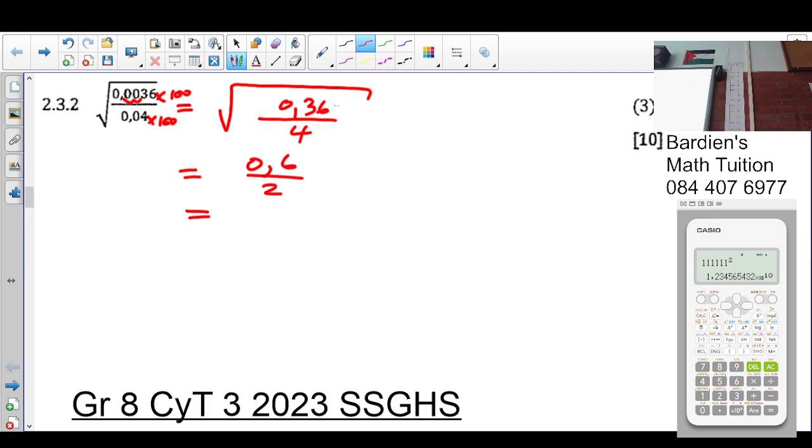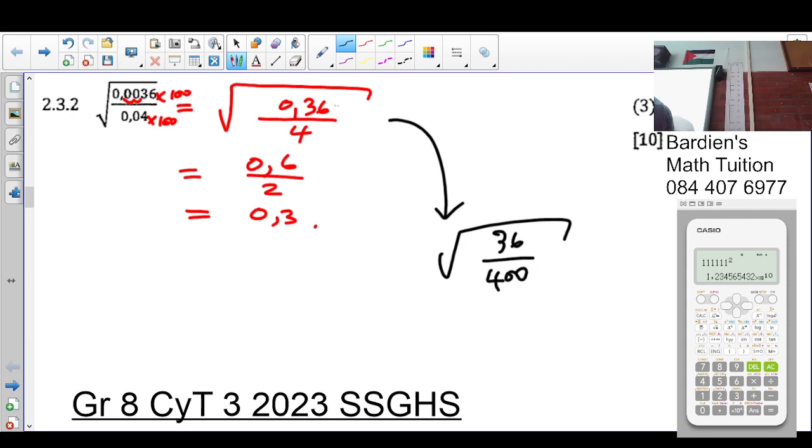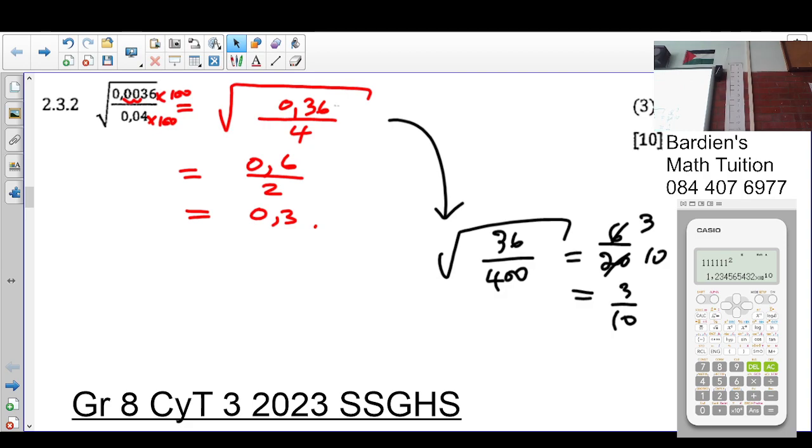The square root of 4 is 2. And then 6 divided by 2 is 3. And 1 decimal after the comma. So it's 0,3. Otherwise, you could have converted to fractions, I mean, whole numbers. If I had gone further and multiplied this by another 100, it would have given you 36 over 400. The square root of 36 is 6. The square root of 400 is 20. 2 goes into 6 thrice, 2 goes into 20 ten times, so it's 3 over 10. The question didn't specify you must write it in decimal or fraction. So you could have done either.